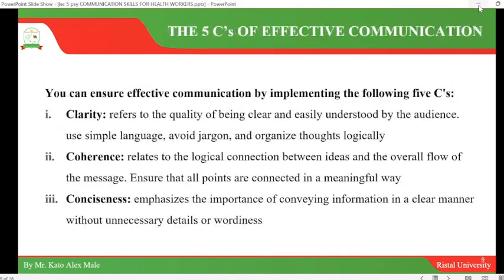Then, very, very important in the medical field here are the 5 C's of effective communication. We saw effective communication as a definition under the terms. And for this case, these are the 5 C's. In other words, these are the strategies to implement effective communication, strategies to ensure that communication is effective.